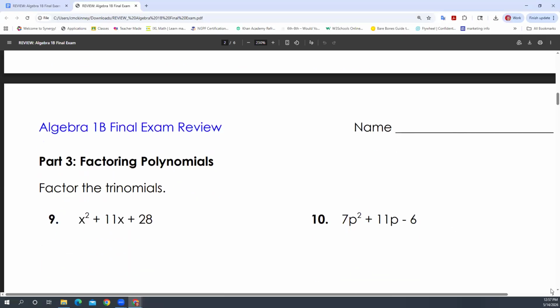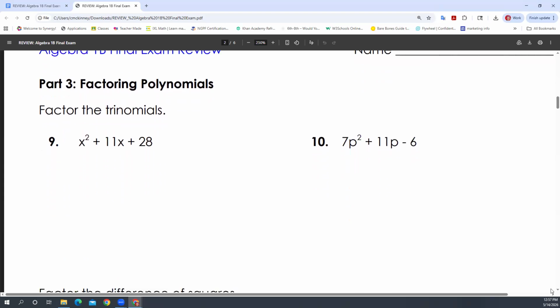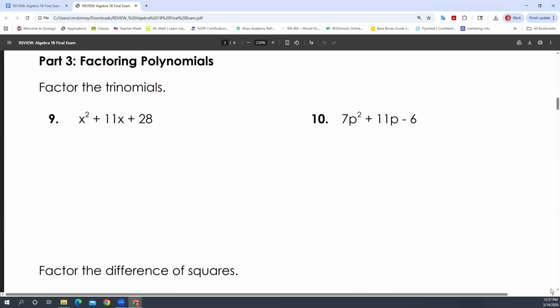Page 1 is done. That was like the first unit test. Now we're moving on to factoring. And so your factoring sheet, some of you might be able to get along without it, but some of you, that is definitely a friend.